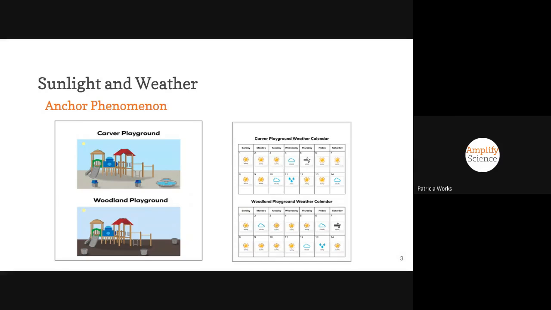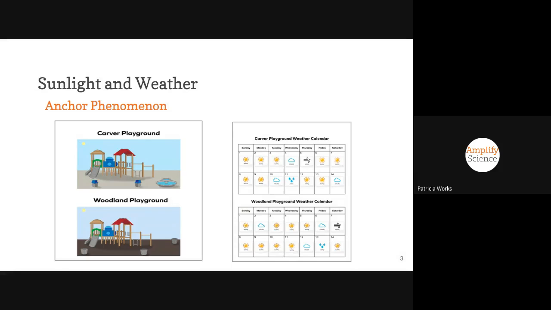Students are introduced to the problem that children at Woodland and Carver Elementary Schools are not comfortable outside during their recess times. The students at Carver Elementary are too cold in the morning, and the Woodland students are too hot in the afternoon when they go out to recess. The school principals from these schools need your class's help as student weather scientists to help them explain the difference in playground temperatures. Students gather data from models of the sun and of the Earth's surface, and they observe their own playground to figure out how sunlight causes changes in the temperature on different surfaces.